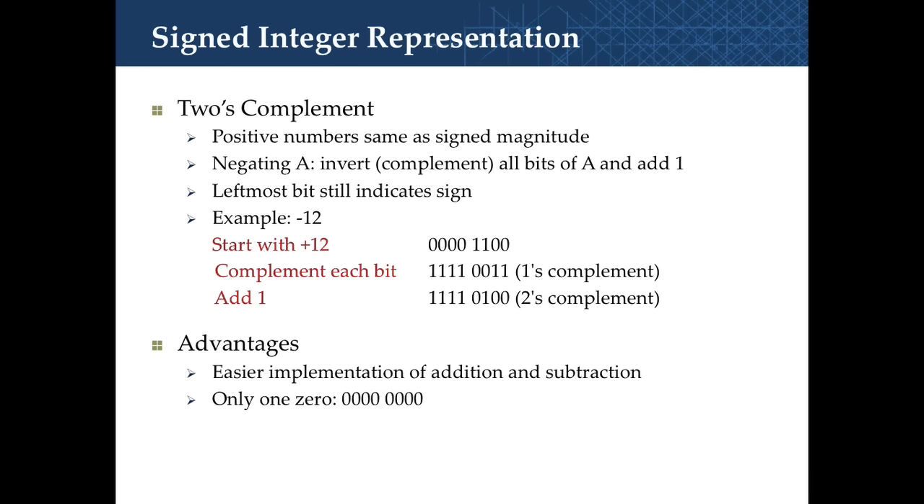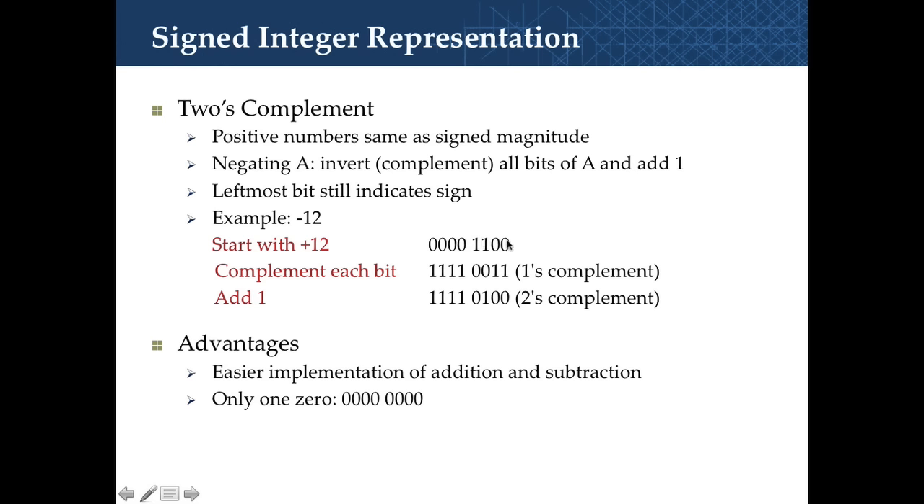So what the industry has pretty much decided on is to use what is called a twos complement representation. In the twos complement, positive numbers are the same as the sign magnitude. For negative numbers, we invert all the bits, just as in the ones complement, but now we add a 1. So we invert and then we add a 1. In this case, the leftmost bit still indicates the sign, but look what happens.